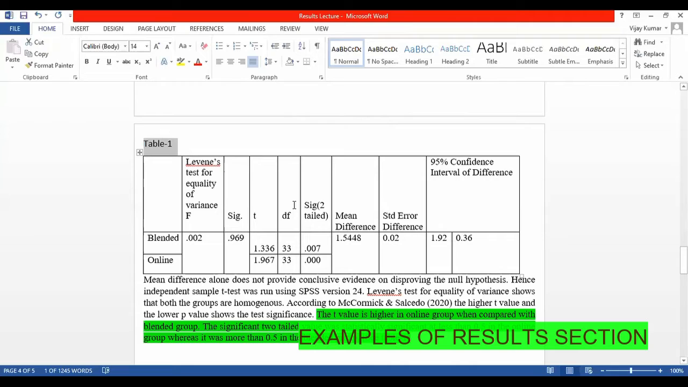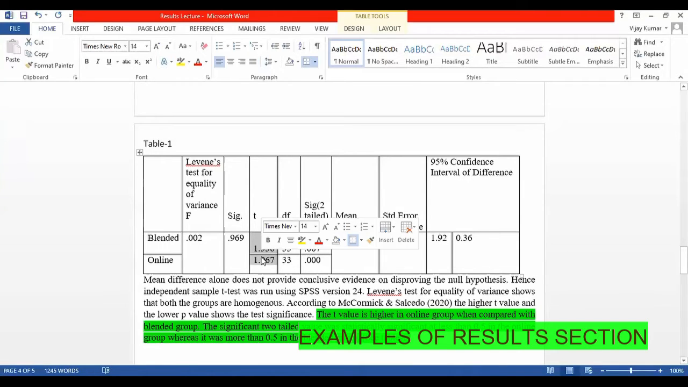The SPSS output has various features like the Levene's test, significance, t value, sample size, two-tailed value, mean difference. So what I'm going to do here is I'm only explaining the important data in the table. See what I have highlighted. The t value is higher in the online group when compared to the blended group. So I'm saying the t value. I'm only interpreting what is important, the t value. And I'm also interpreting only the two-tailed value here.